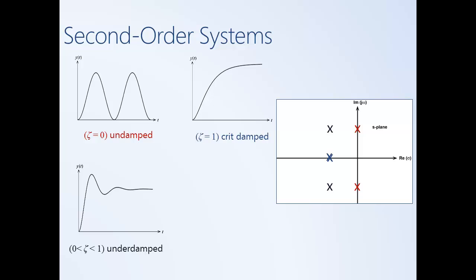This response looks very similar to a first-order system in the sense that there's no oscillation. The way that you can tell the difference between a first-order response and a critically damped response is at the origin, at time t equals 0. The slope starts off with a value of 0, whereas with a first-order response, the initial slope is non-zero.